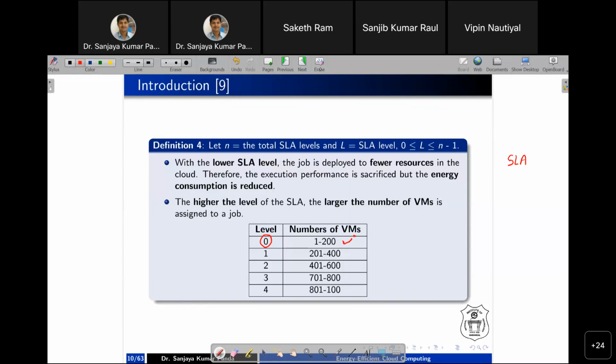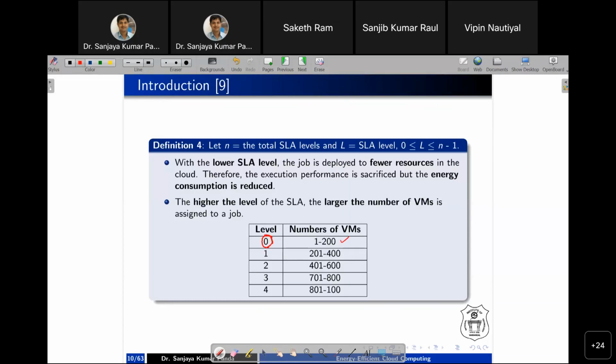So whenever you want to run a particular application, first you have to decide which level is suitable for you. If you are subscribing to SLA level 0, it gives you 1 to 200 virtual machines. Suppose you want to run an application for your institute, let it be a web application. For running that web application, suppose you require 50 virtual machines. So level 0 is sufficient.